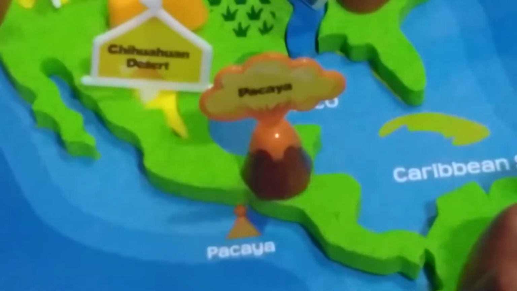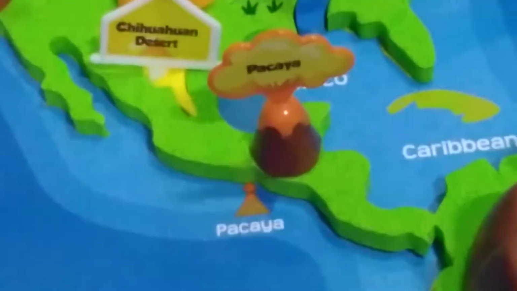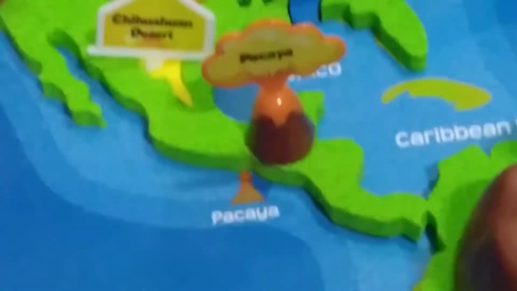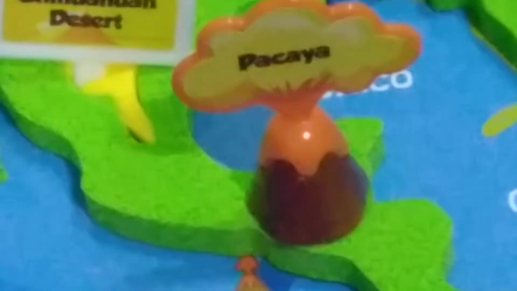And over here, we have got another mountain, aka Pacaya volcano. It's Central America's most active volcano in the last 500 years. It formed from basaltic lava.